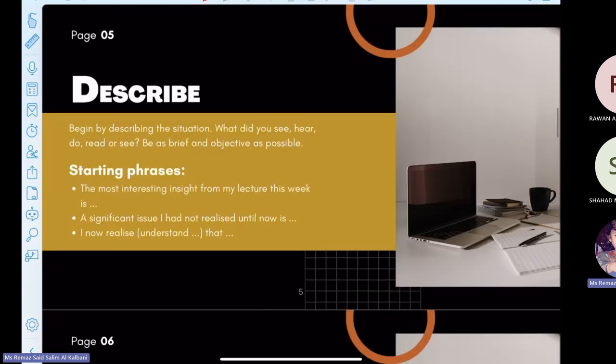Now, when you describe, okay, you start with using specific phrases that will help you to write. For example, the most interesting insight from my lecture this week is, this is how you begin the first part of your writing. In this part, you will describe the situation. What did you hear? What did you see, read, or okay? But as brief as possible, and you be objective as possible. You don't take sides. يعني ما تنحازوا في أي اتجاه. No, be objective, محايد. Okay? This is only describing.